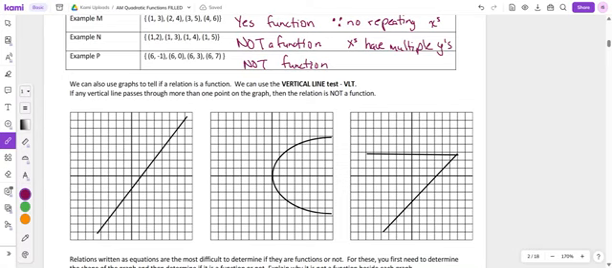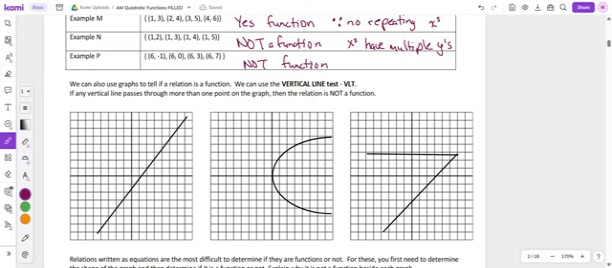What about a horizontal line? Is a horizontal line a function? Well, you tell me, are the x's repeating? Well, no, but if the y's are repeating, that's okay. Now let's look at it visually to understand it.